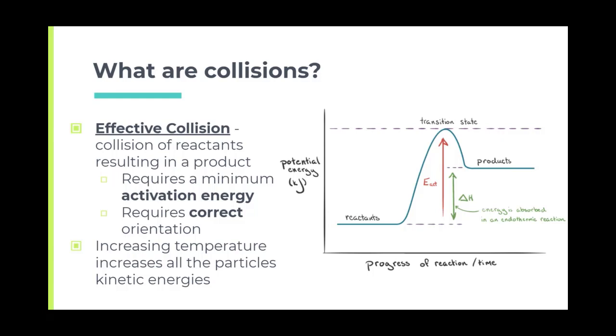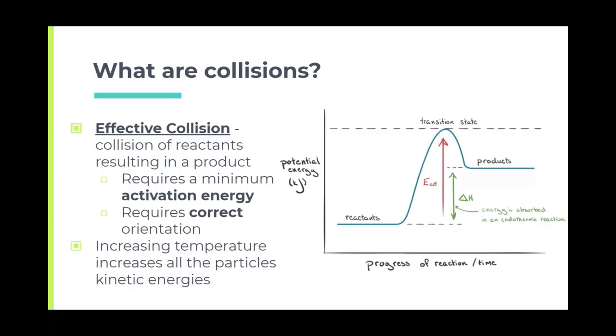As we increase the temperature, we're going to increase all the kinetic energy within the system, therefore making the reactant particles move faster and faster. So we're increasing the number of collisions that occur, and as you increase the number of collisions, you're also increasing the probability that one of those collisions will be in the correct orientation.